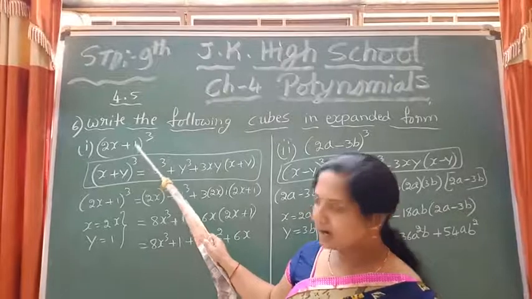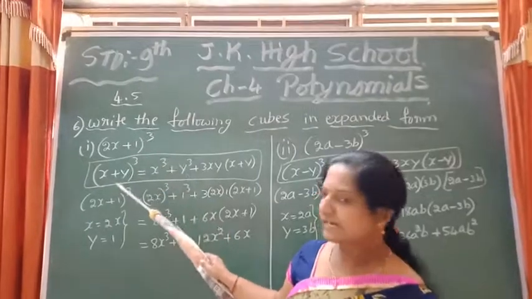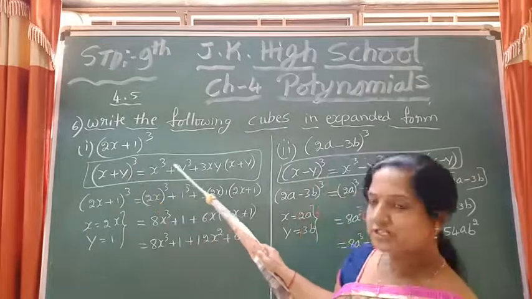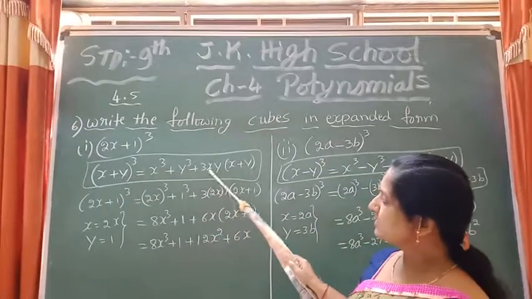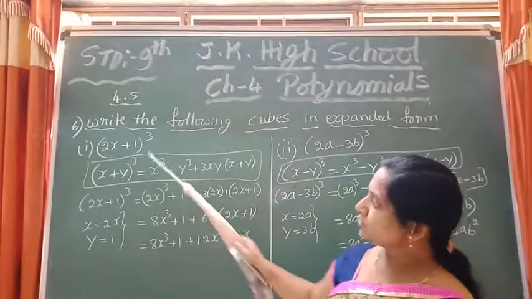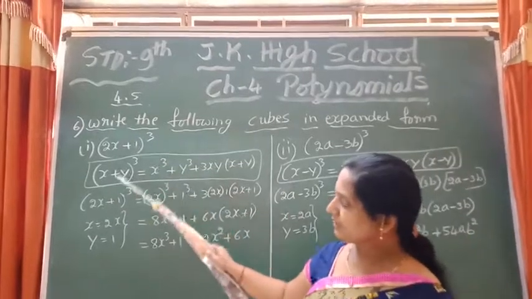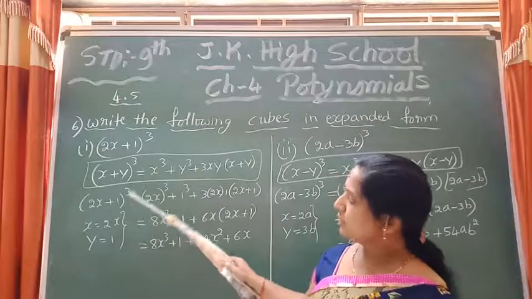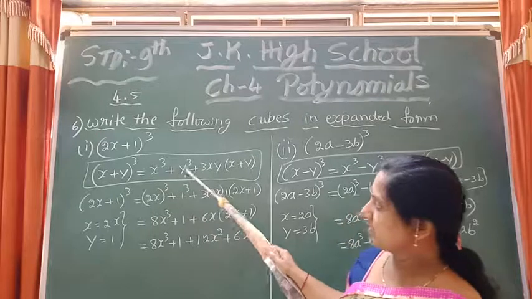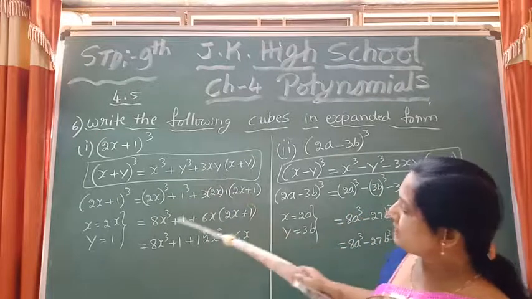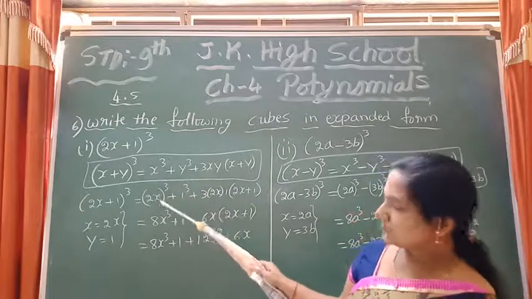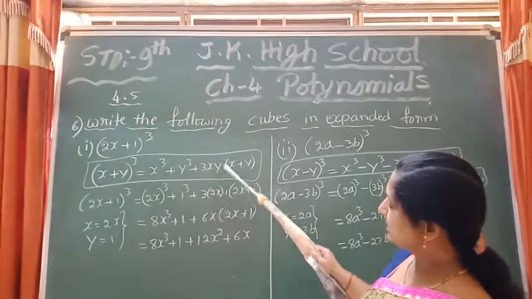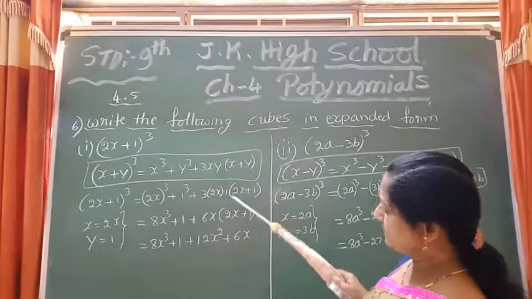According to this question, one identity is there: (x + y)³. What is the expansion of this? x³ + y³ + 3xy(x + y). So in this question, the x value becomes 2x and the y value becomes 1. Substitute 2x in place of x and 1 in place of y, then simplify: 3 into 2x into 1, (2x + 1).